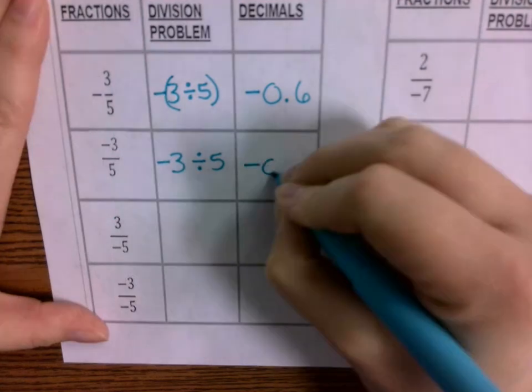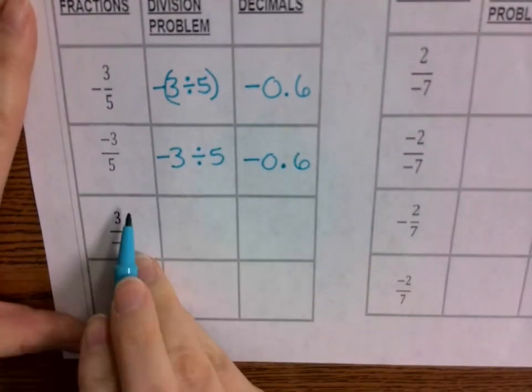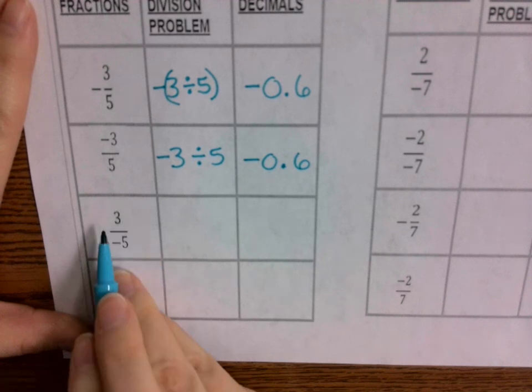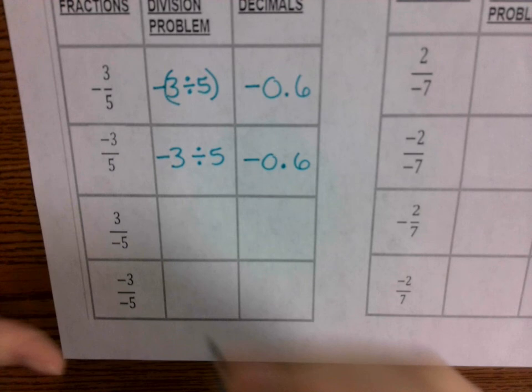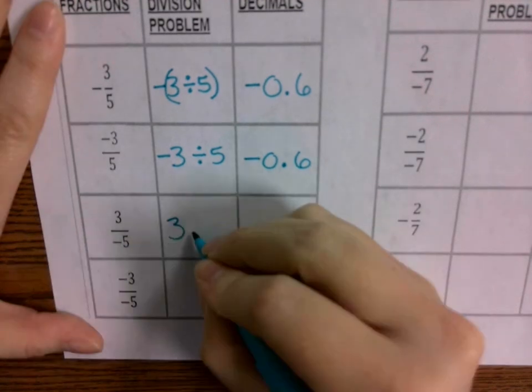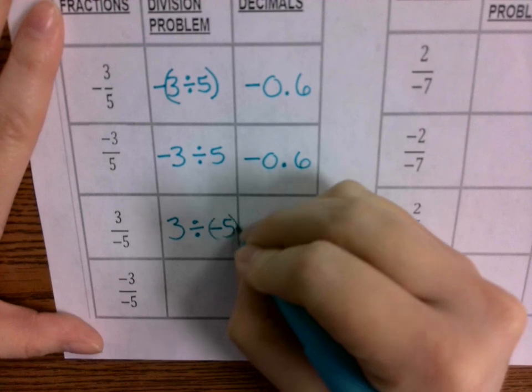All right, here we have 3 over negative 5. So now the negative is paired to the 5. So in your calculator, type 3 divided by negative 5. What do you get? The same, negative 0.6.